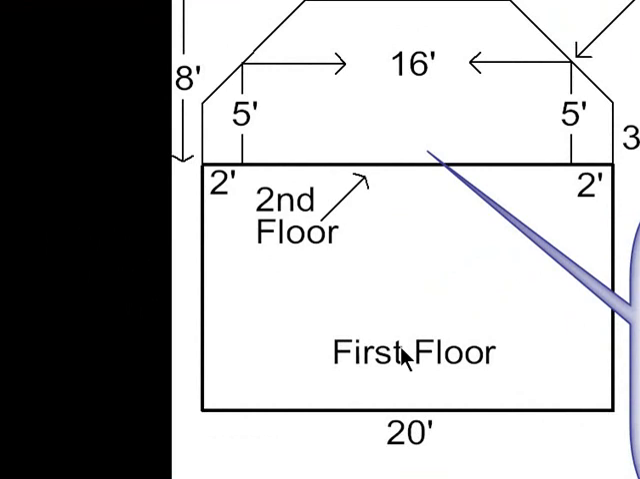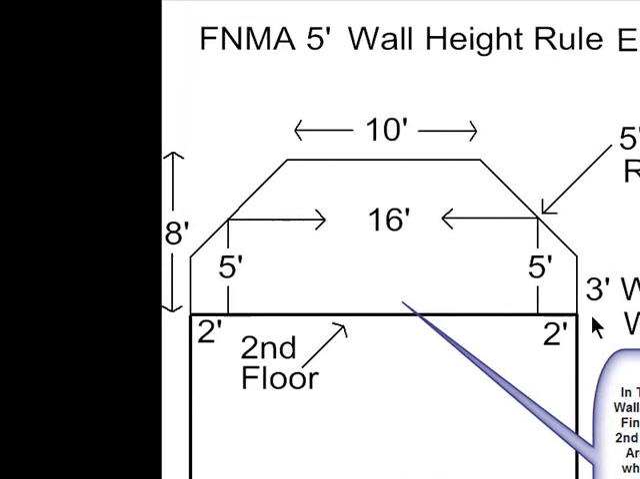This is the first floor area. This is the second floor area, 20 feet across. This is 8 foot high from here to here. This is 3 foot high where the walls are going up before the slope.